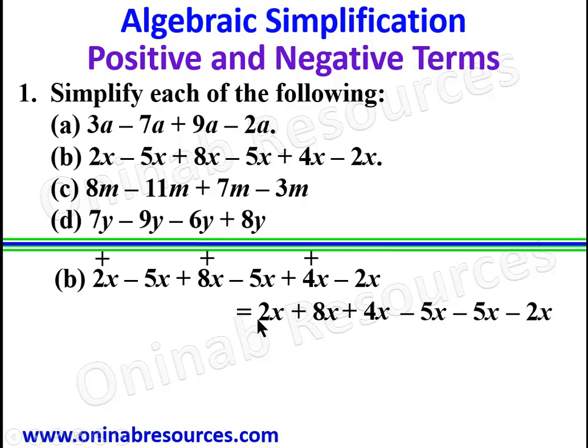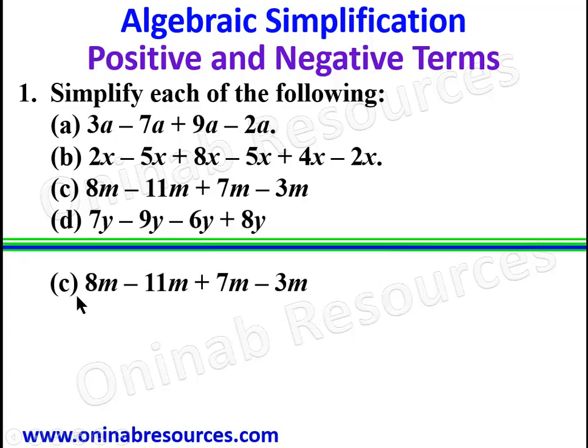So we now add the positive terms. Adding the positive terms, 2x plus 8x gives 10x plus 4x gives 14x. Then we go to the negative terms. Negative 5x minus 5x minus 2x gives negative 5, negative 10, and negative 12x. So we now have 14x minus 12x. So we simplify. 14 minus 12 gives 2. So we have our answer as 2x. So we have done justice to 1b.